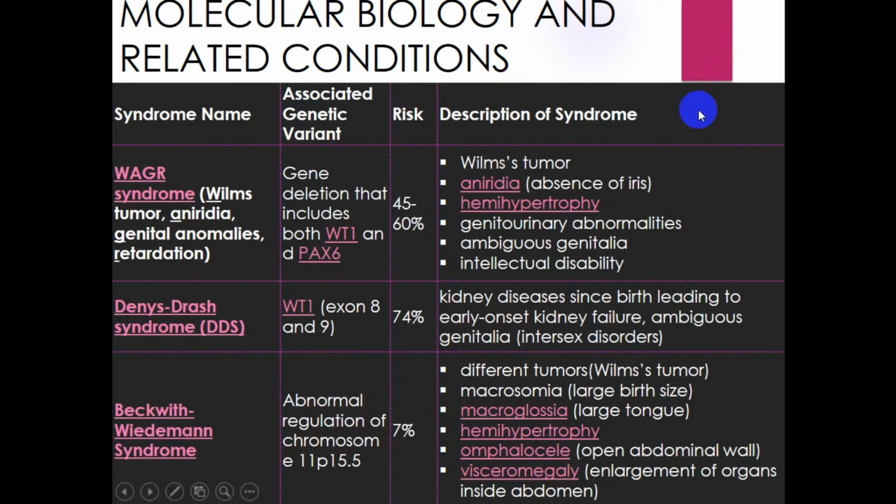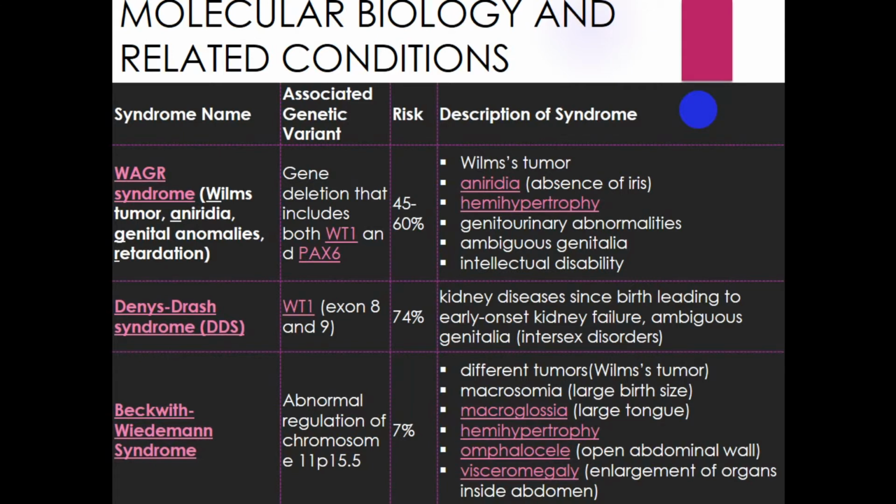Denys-Drash syndrome, DDS, affects the WT1 gene, exons 8 and 9. The risk is very high. Kidney diseases can appear since birth, leading to early onset of kidney failure. Also, genitalia can be ambiguous, which is called intersex disorders.